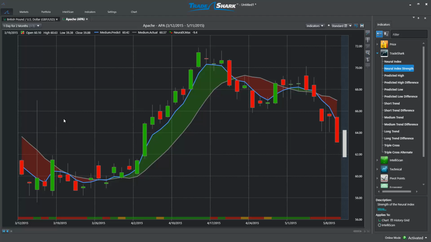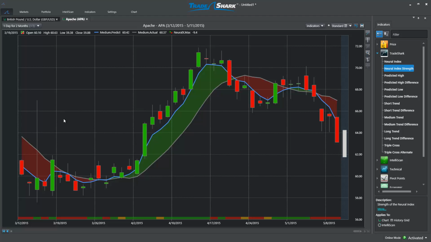In this chart example for Apache Corporation, we can see that TradeShark's standard forecast had a few crossovers over a 2-month period, with a nice trend, but also a bit of choppiness. This is a great chart example to show how traders who utilize TradeShark's forecasts can consistently spot the best trading opportunities and avoid the marginal ones.